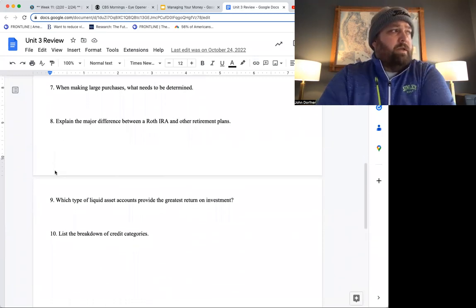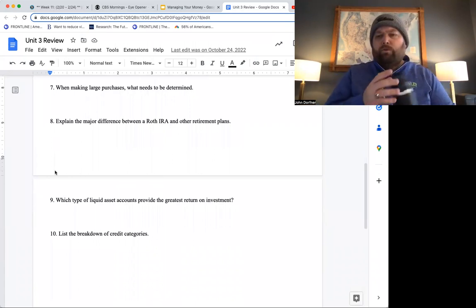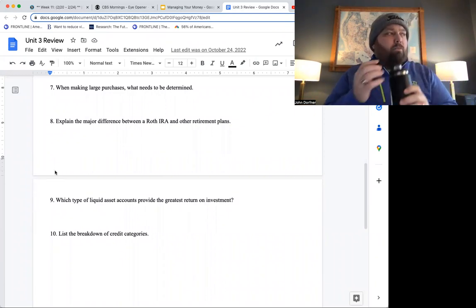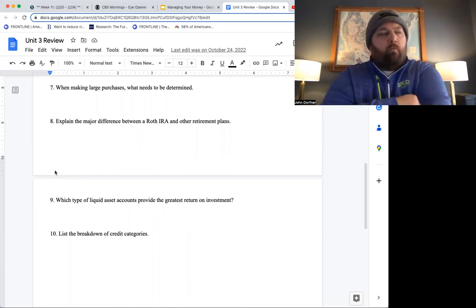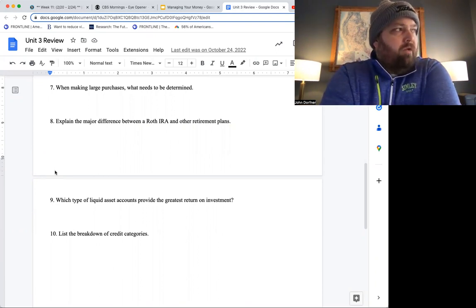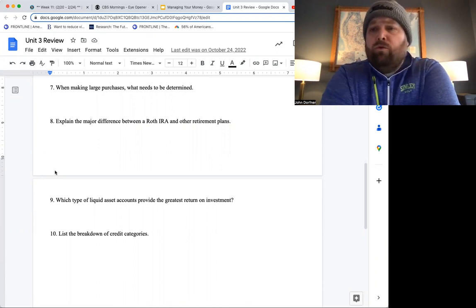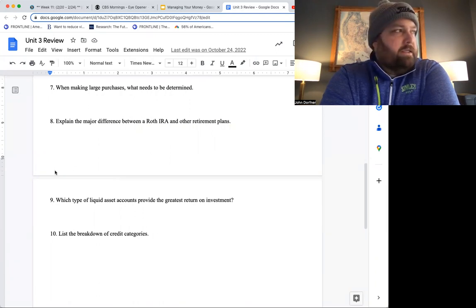Making large purchases, what needs to be determined? Straightforward here. Want versus need. How much you can afford. And then you have to do your research, right? You want to make sure you are buying the item that is best for you, that it has everything that you want and hope it would have, because the last thing you want to do is have to buy it a second time.